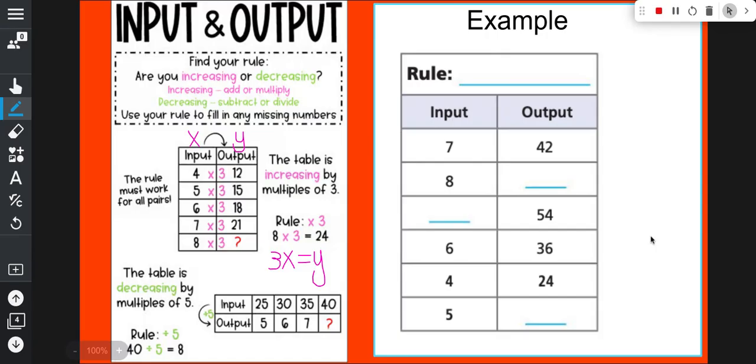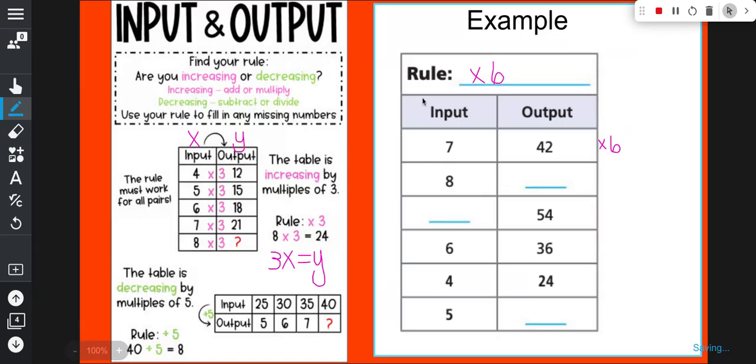The first thing we want to do is try to find our rule or pattern. How did we get from 7 to 42? Hopefully you thought times 6. Now we're going to have to go find another row. 6 times 6, does that get us to 36? Yes, it does. 4 times 6, 24? Yes. So our rule is multiplying by 6.